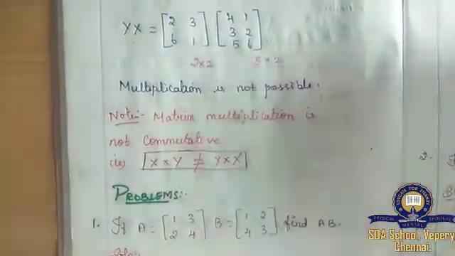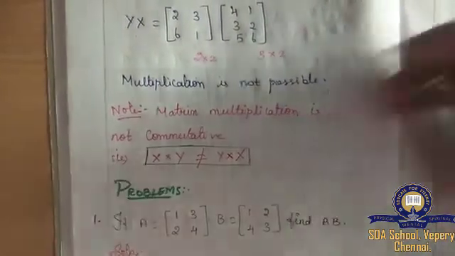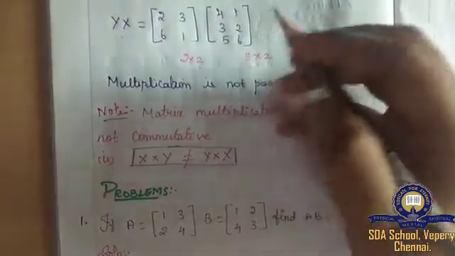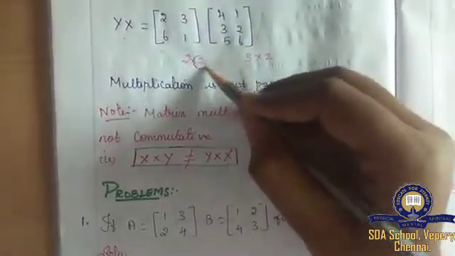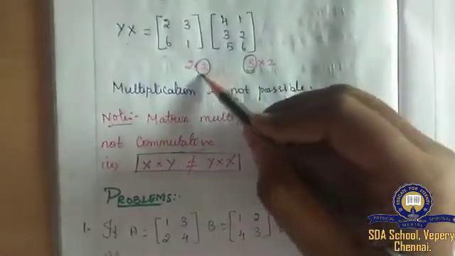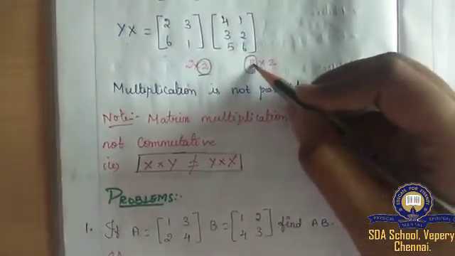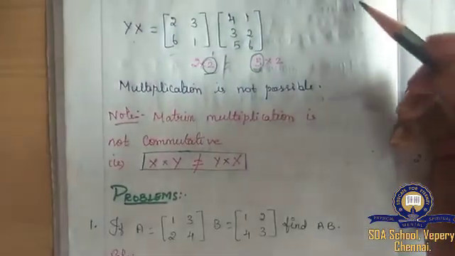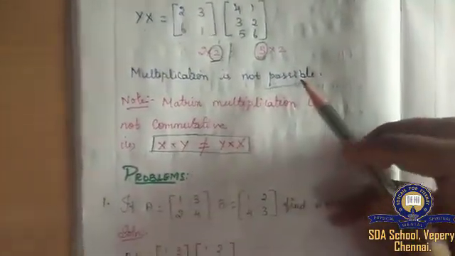So how do we check whether the matrix multiplication is possible or not? We have come across one condition, right? What is the condition to check the possibility of matrix multiplication? Here you want to check whether the column of the first matrix is equal to the row of the second matrix. Am I right? Here the column of the first matrix is 2, and the row of the second matrix is 3, right? So the numbers in between are not equal. Okay, then we can say matrix multiplication is not possible.